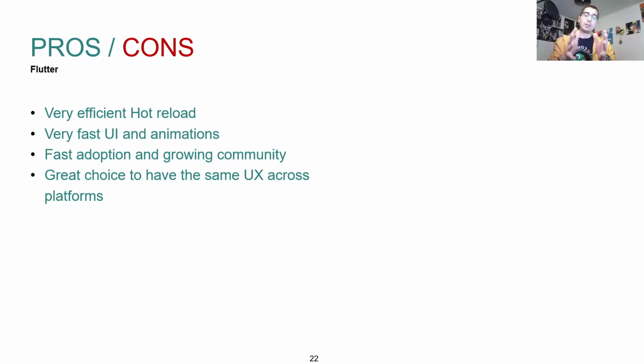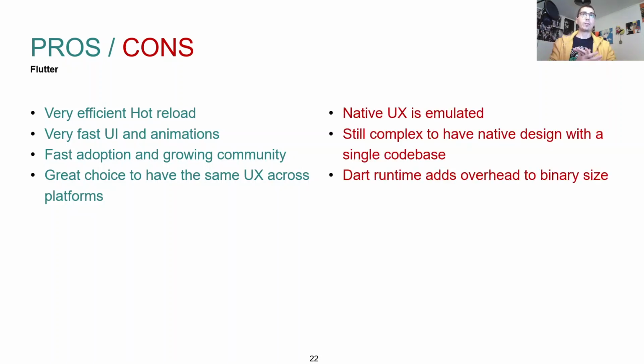Why? Because since the UI is drawn directly by the framework, it does not rely on native components. You get it for free. If you draw the UI using, for example, Material, you will get Material UI on both iOS and Android. If you draw the UI using the Cupertino library, you will get Cupertino on iOS and Android. So if you want to have the same UI across the platforms, it's a great choice because you get it for free. However, be careful because this means that the native UI is emulated.